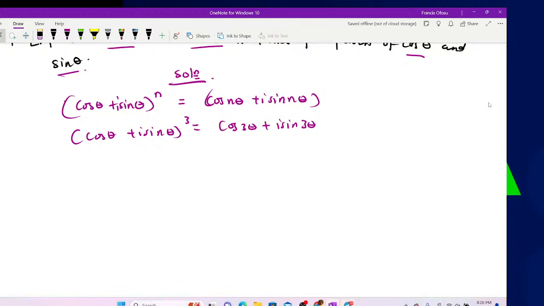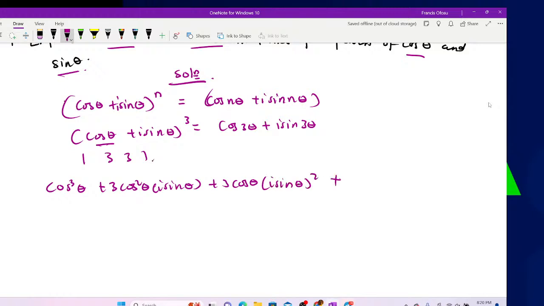I will expand both sides and compare it to the right side. Using binomial expansion, for any number cubed, you have 1, 3, 3, 1, right? That's the coefficient. I'll have my cos³θ plus 3 cos²θ, then i sin θ will follow. Then plus another 3 cos θ, then (i sin θ) will now be squared. Then finally, I'll have 1 times (i sin θ) all cubed, right? This should give me cos 3θ plus i sin 3θ.